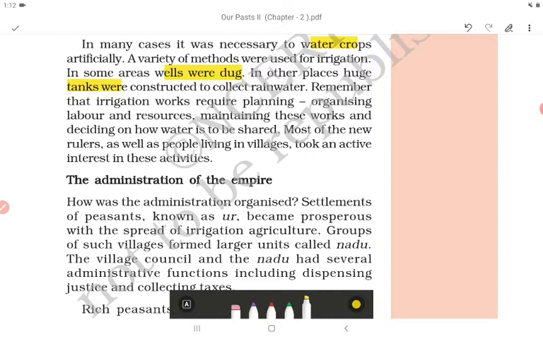Remember that irrigation works require planning, organizing labor and resources, maintaining these works, and deciding on how water is to be shared. Most of the new rulers, as well as people living in villages, took an active interest in these activities.